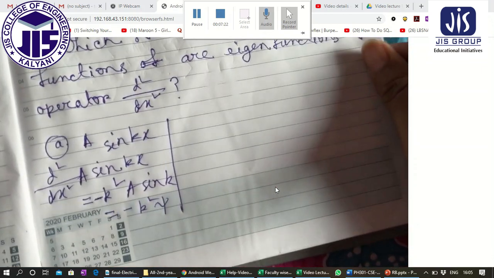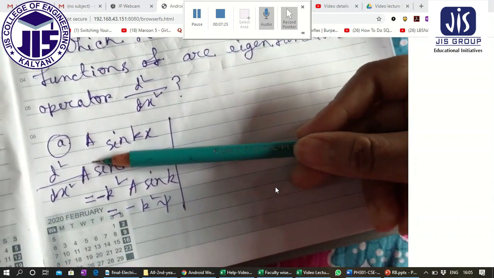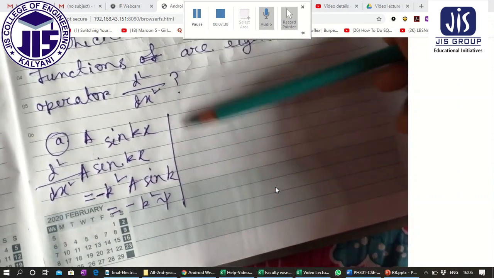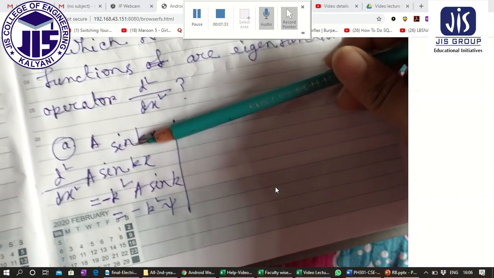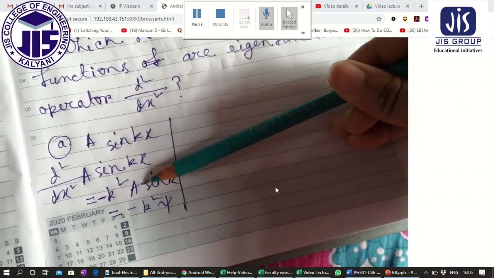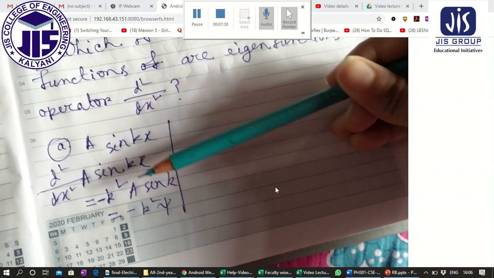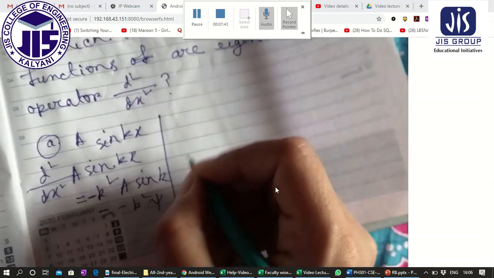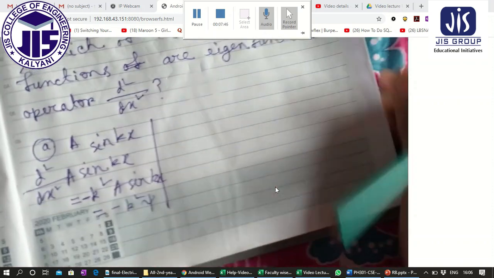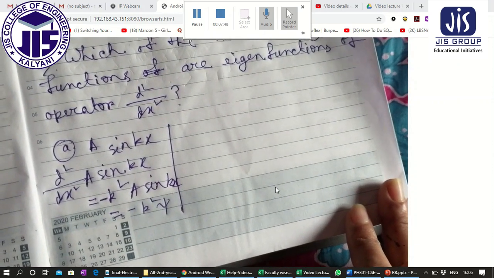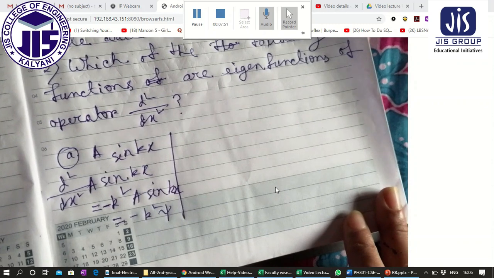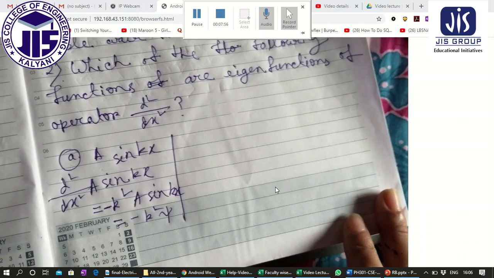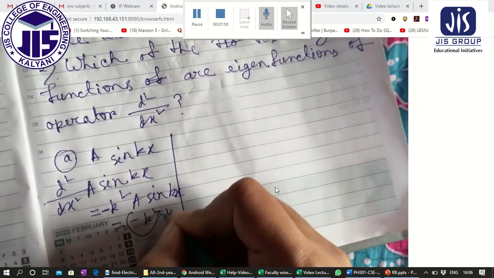In my last class I already said that after any operation, here the operation is d square dx square and the wave function is a sin kx, if after doing this operation we get back the same wave function, that means psi, if we get back psi, then it is an eigenfunction of the operator with some eigenvalue. Here the eigenvalue is minus k square. This is the eigenvalue.